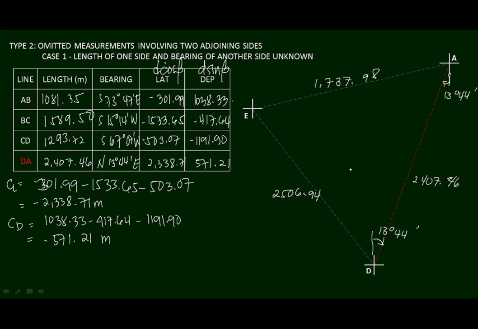Let's solve for the interior angles first. Let me just change the color of my pen. So, what we are looking for here is the bearing of DE. D to E. So, this is what we are looking for, the bearing of D to E. And the bearing of E to A. This angle here is the bearing of E to A. Those are what we are looking for. So, how are we going to solve for the values of these bearings?